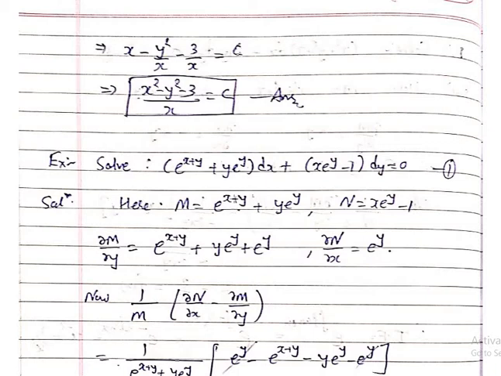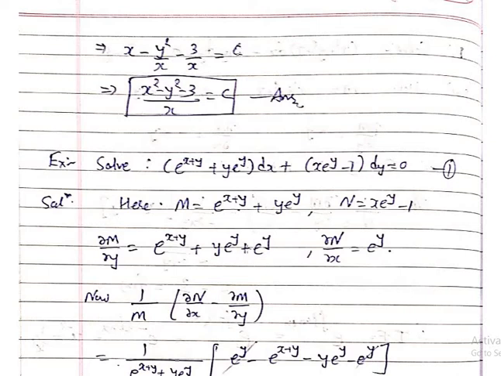Here m is equal to e raised to x plus y e raised to y, and n is equal to x e raised to y minus 1. So here I am going to differentiate m with respect to y. e raised to x plus y has a derivative e raised to x plus y.